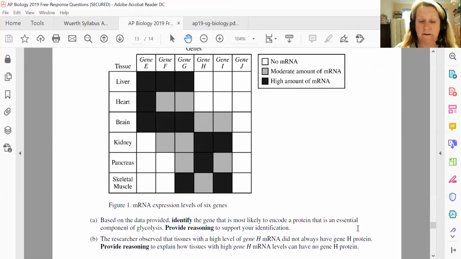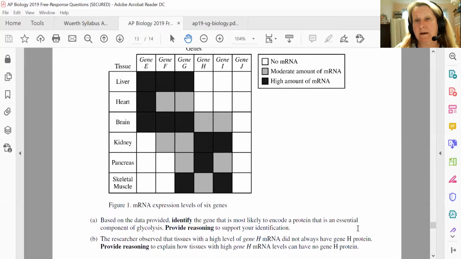Now, part B said the researcher observed that tissues with a high level of gene H mRNA did not always have gene H protein. So the gene H mRNA was present, but the gene H protein wasn't. Provide reasoning to explain how tissues with high gene H mRNA levels can have no gene H protein. So if you have the mRNA, but you don't have the protein, what process did occur to produce the mRNA? What process produces the mRNA? And that's right, it's transcription.